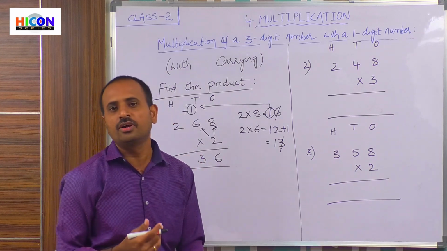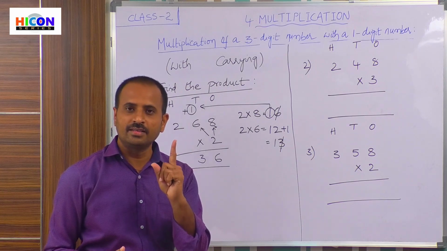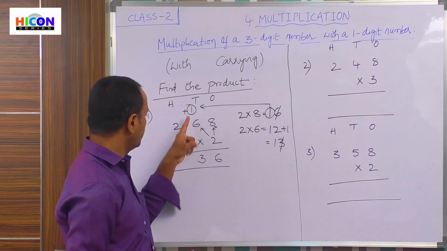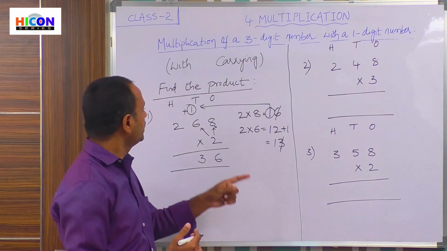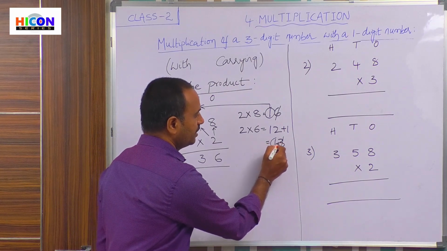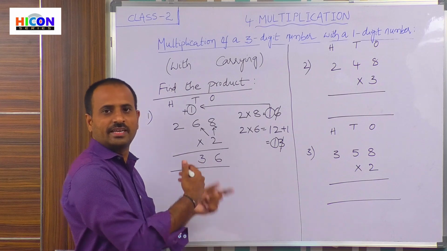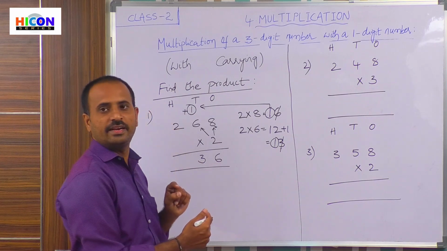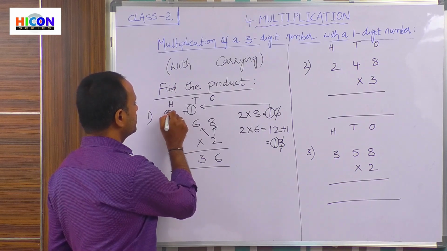So children, do you understand how to take carry? If the product is a 2-digit number, write the second digit only under tens place and carry the first digit to the next place. What is the first digit here? 1. So I will carry that 1 to the next place. What is the next place here? Hundreds is the next place, and carry this 1 to the hundreds place.